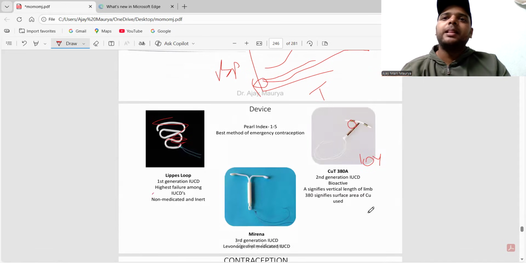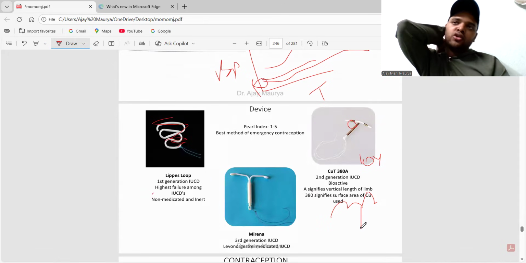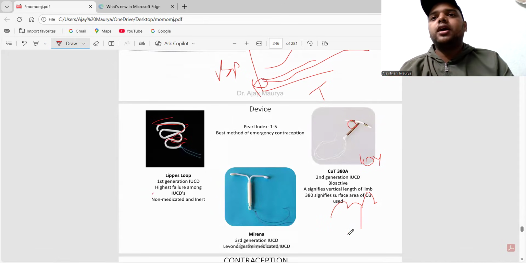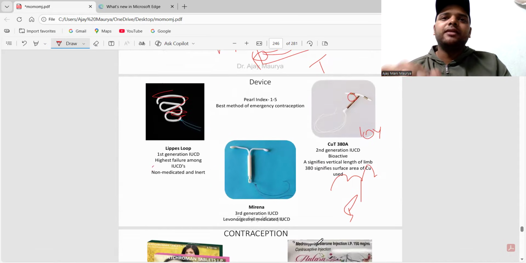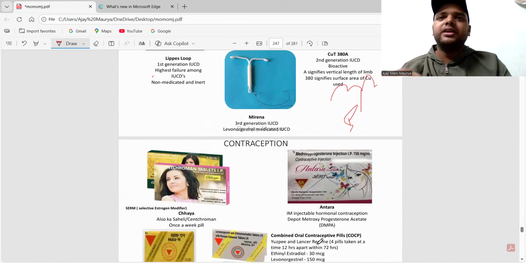And there is a Multiload copper T. It will protect you for 5 years. This is Mirena, actually the third generation.